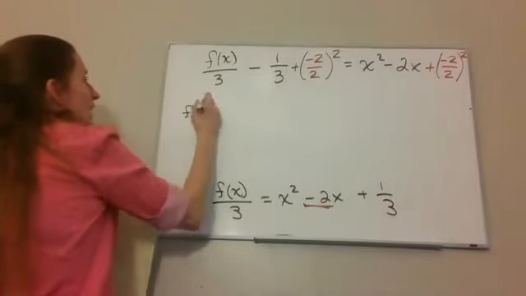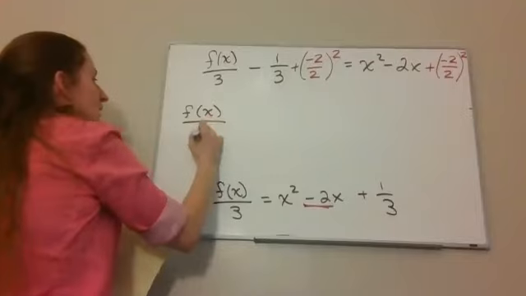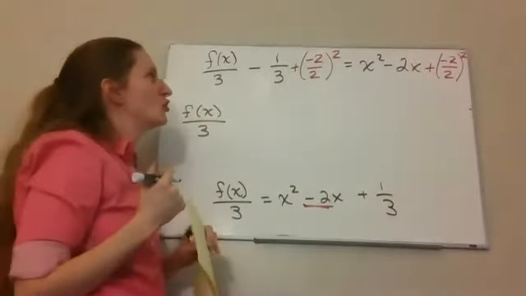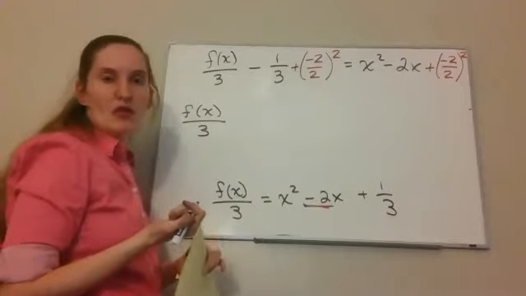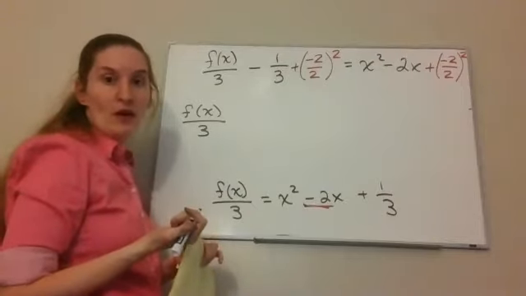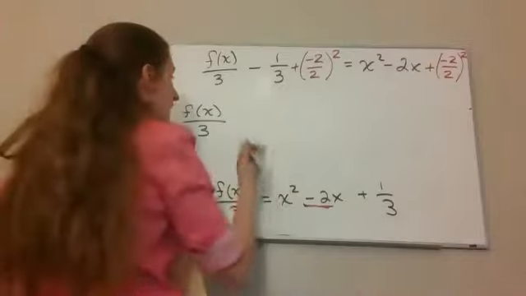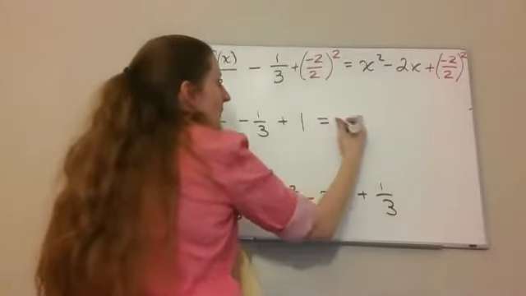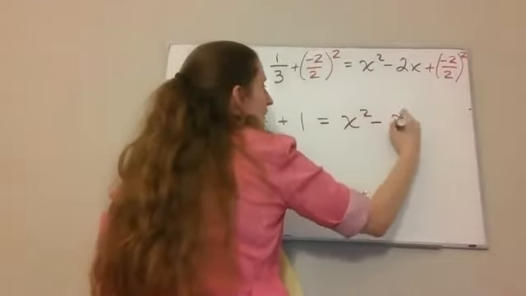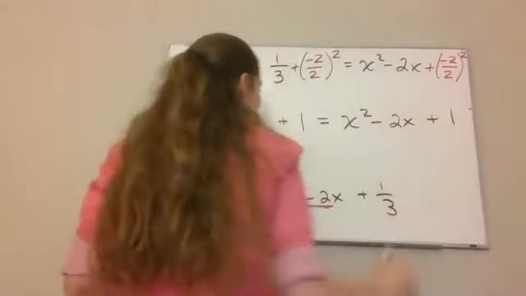I have f(x)/3. What is (-2/2)²? Well, -2/2 is -1. When you square it, you get 1. So I have a -1/3 and a +1. And on this side, x² - 2x + 1.